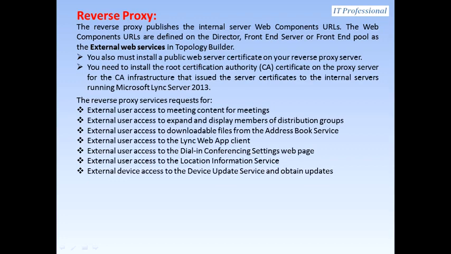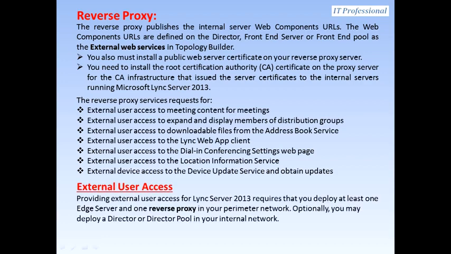The reverse proxy services requests for external user access to meeting content for meetings, external user access to expand and display members of distribution groups, external user access to downloadable files from the address book service, external user access to the Lync Web App client, external user access to the dial-in conference settings web page, external user access to the location information service, and lastly, external device access to the device update service to obtain updates.